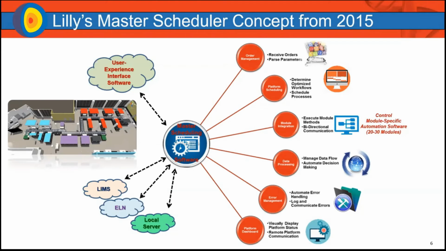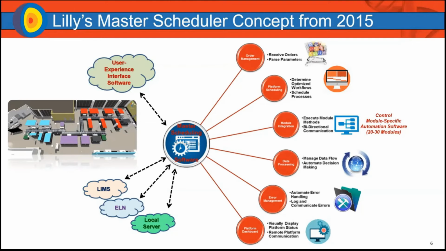The main functionality this master scheduler required is that it needed to be able to handle orders: receive orders and parse out parameters. Then, based upon those parameters, it needed to effectively schedule that work across workstation platforms. It needed to determine which workstations had the capability to handle those needs, break that down to determine optimized workflows, and then send those parameters and content so those workstations could be scheduled as part of the workflow.